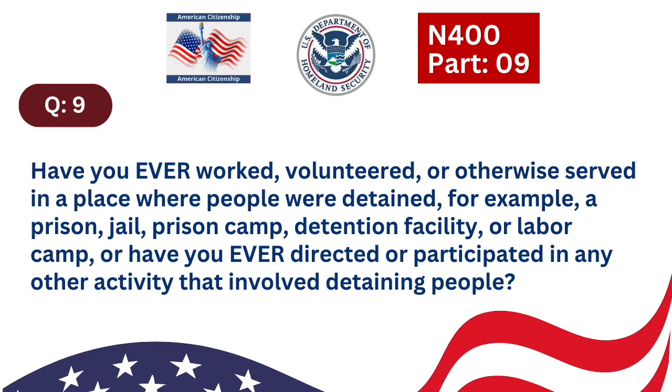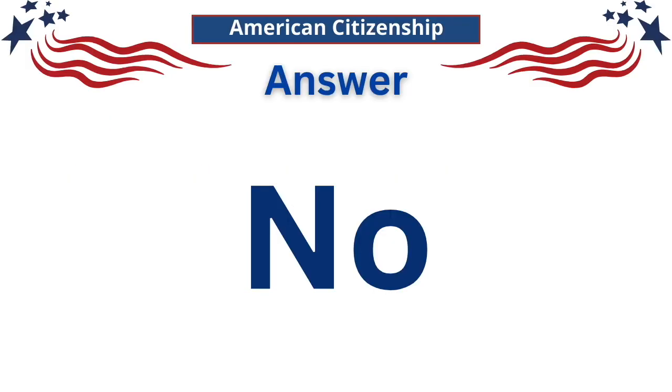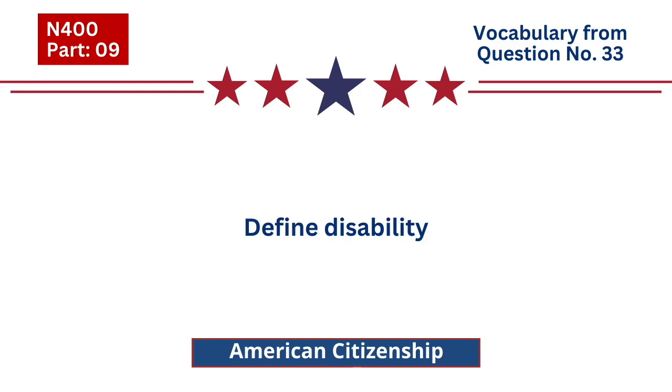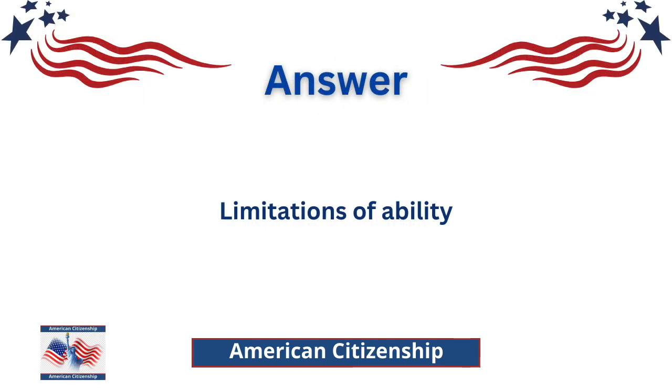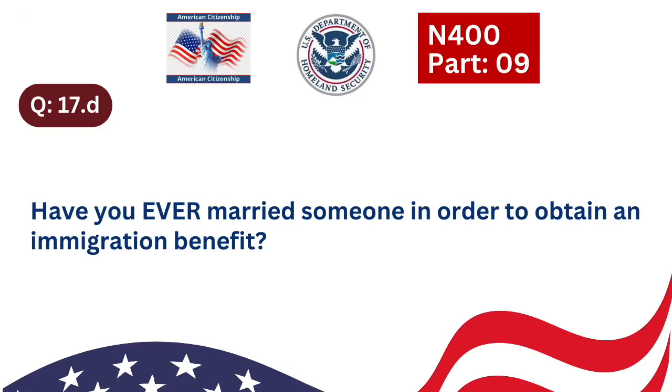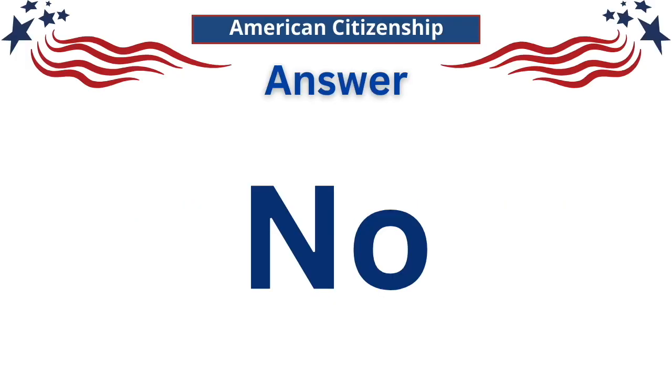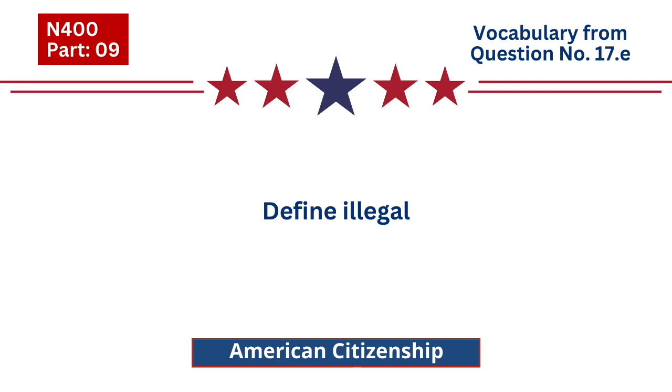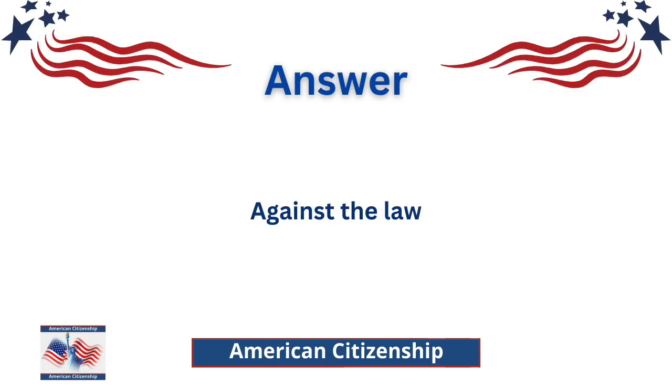Have you ever worked, volunteered, or otherwise served in a place where people were detained? For example, a prison, jail, prison camp, detention facility, or labor camp, or have you ever directed or participated in any other activity that involved detaining people? No. Define disability. Limitations of ability. Have you ever married someone in order to obtain an immigration benefit? No. Define illegal. Against the law.